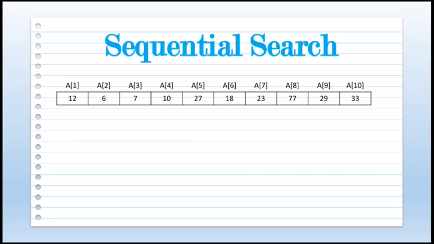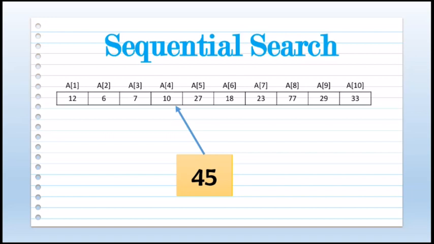So here is the second example, and suppose we want to search whether 45 is present in the list or not. First we will compare this element with the first element. Is 12 equal to 45? No, the condition is false. So we will compare the searching element with the second number. Is 6 equal to 45? No, again the condition is false. The next element is 7. Is 7 equal to 45? No. The next element is 10. Is 10 equal to 45? No, the condition is false.